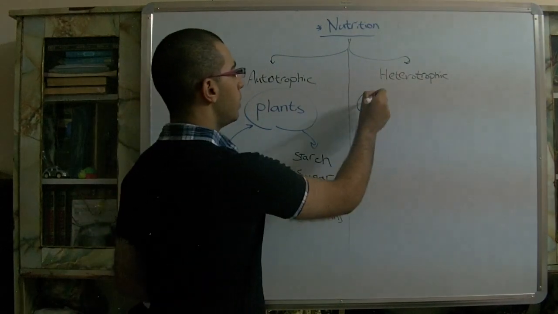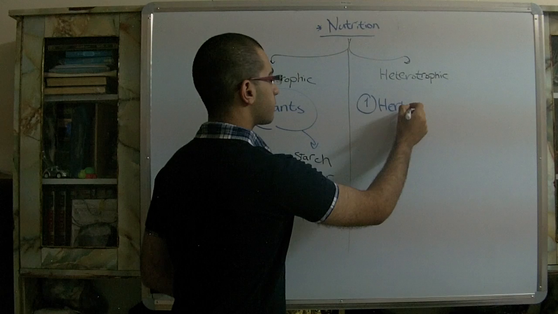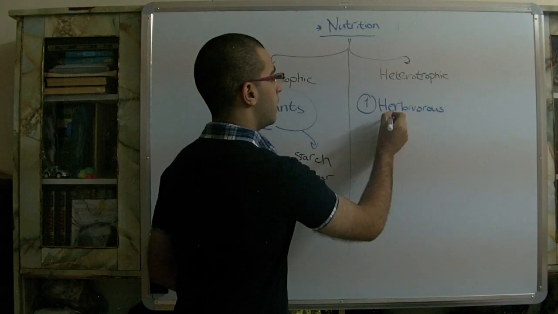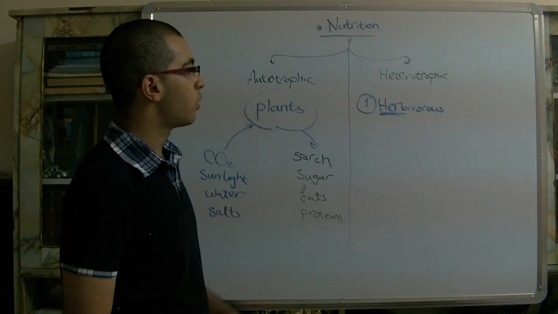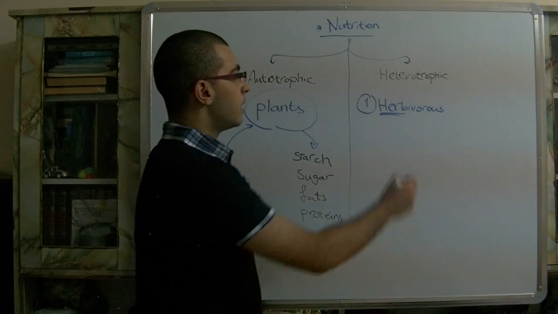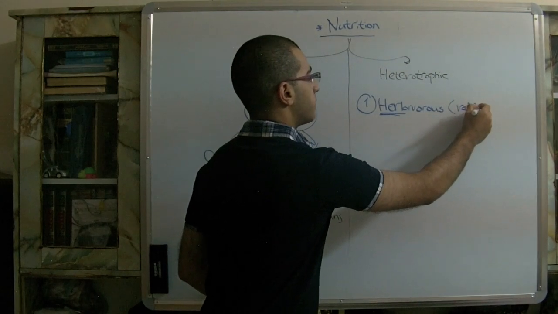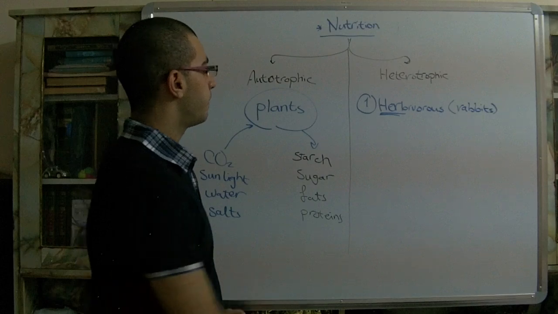Number 1 is called herbivorous. Here, because it depends on herbs or plants to obtain its own food. And we have here rabbits as an example for this type.